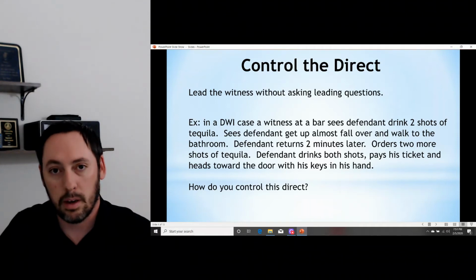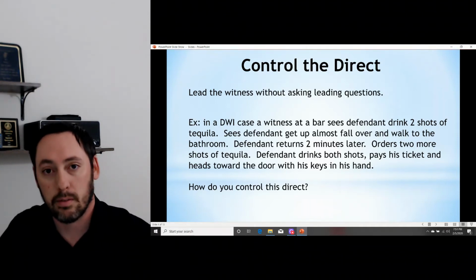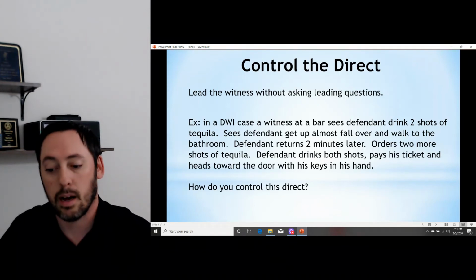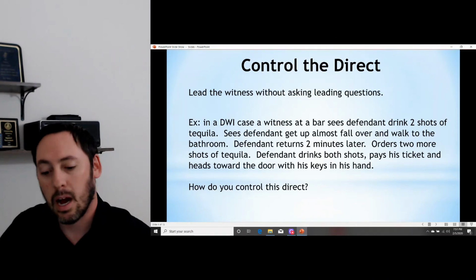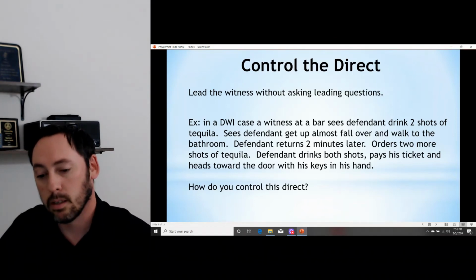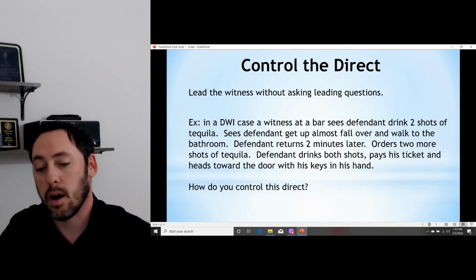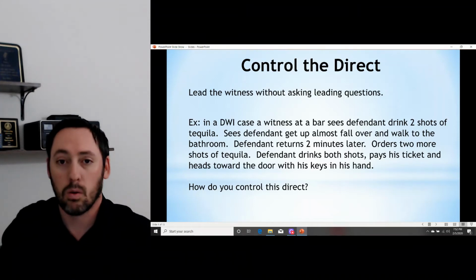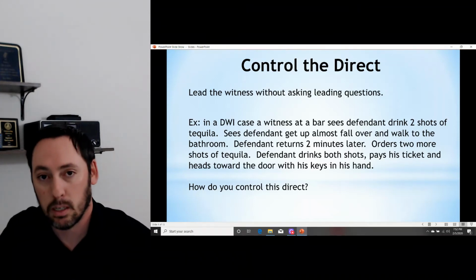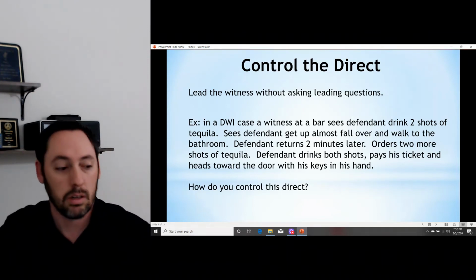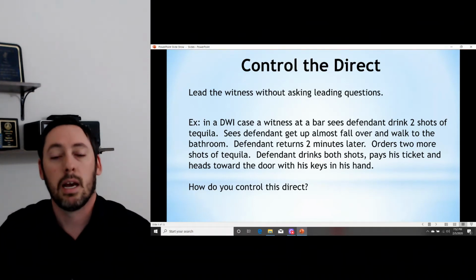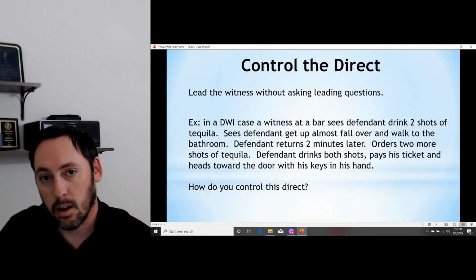This is a DWI case where you have a witness on the stand who was at the bar and saw the defendant drinking before he got into his car and drove. So looking at this fact pattern, how can you control the direct of your witness at the bar? Maybe you've met with this witness and they're all over the place, and you ask them a simple question like, what did you hear the defendant say? And they take 3 minutes to answer it and go in big circles, and they can't focus their answer.